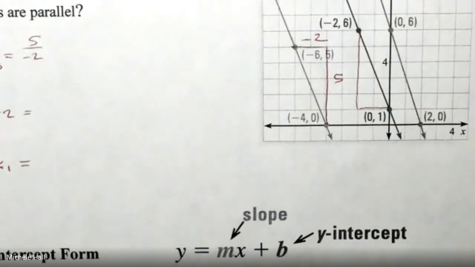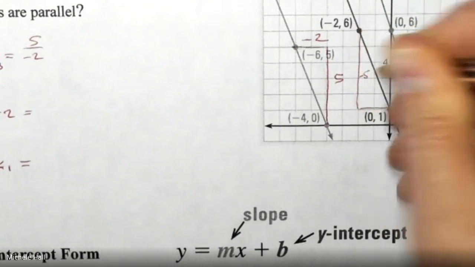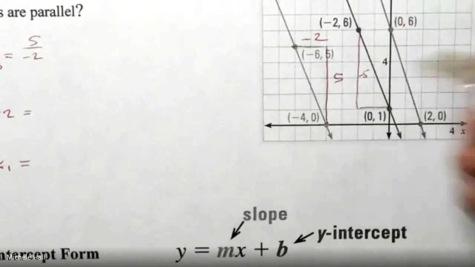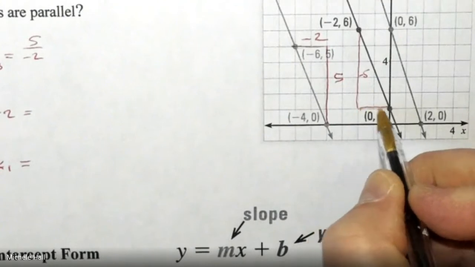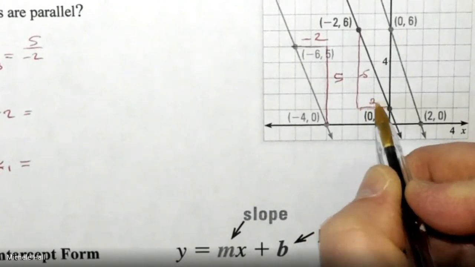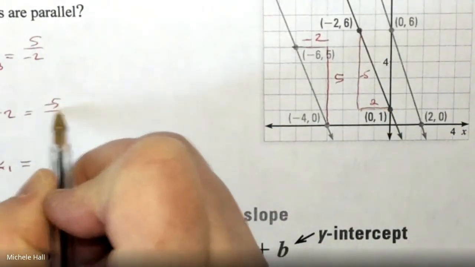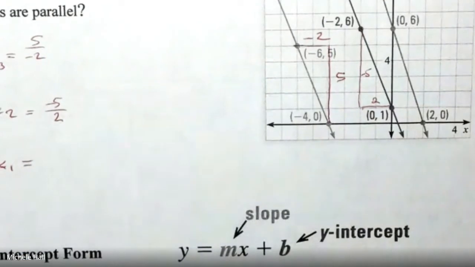So very good. I'm going down. This time I'm going down. That makes this side negative 5 because I went in the downward direction. And then what did you say when you went right? 2. And now I'm moving in the positive direction, so I'd put 2. So this one happens to be rise, negative 5, and run positive 2.